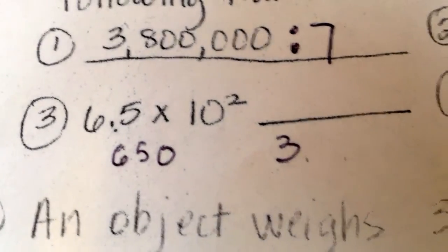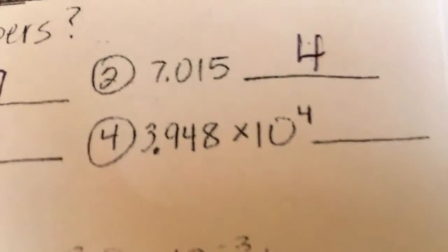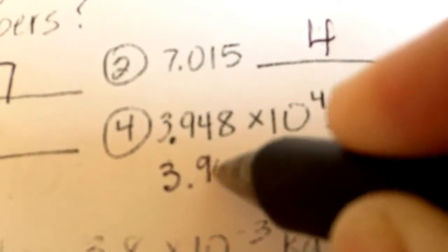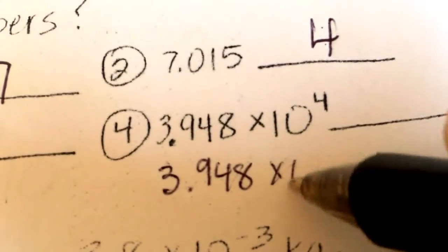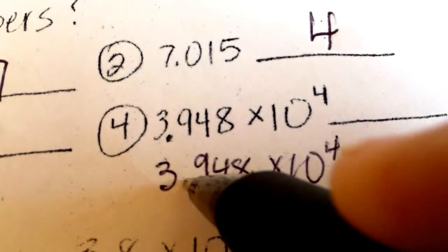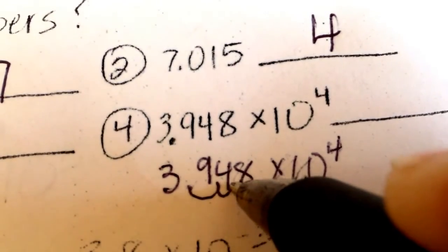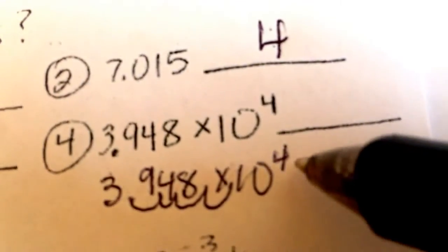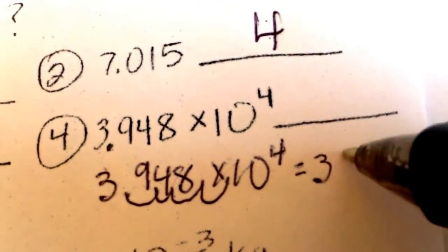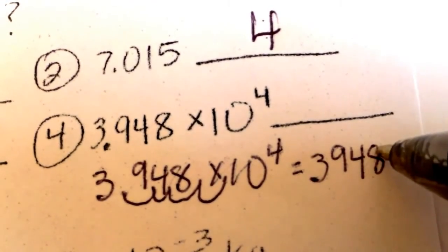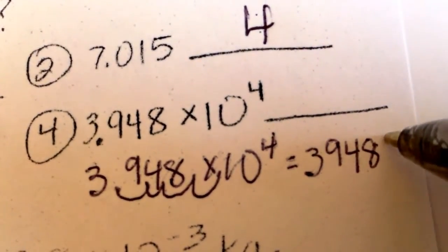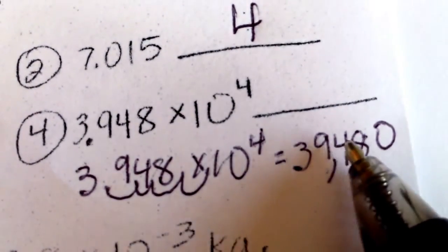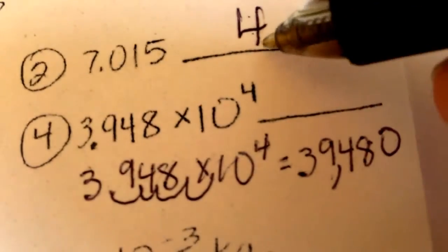How many digits are in this number? Well, if I have 3.948 times 10 to the fourth, I'm going to move my decimal 1, 2, 3, 4 spaces to the right, which means my new number is 39,480. So that means there are 1, 2, 3, 4, 5 digits in this number.